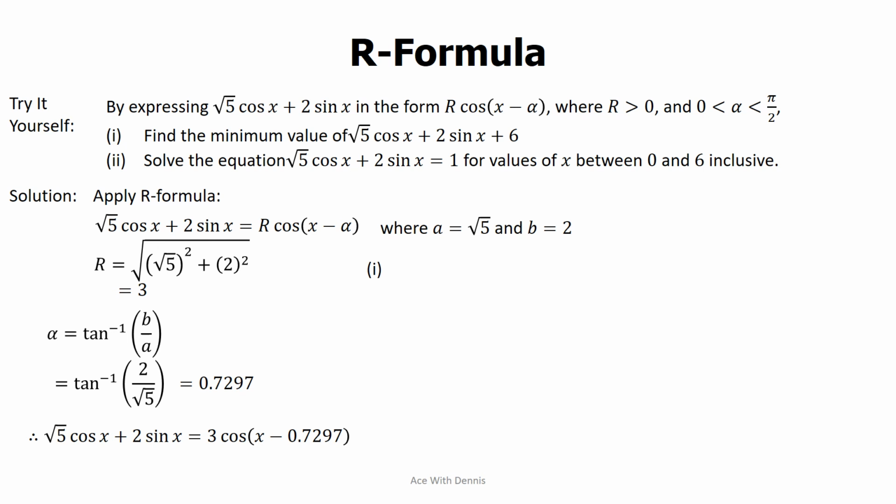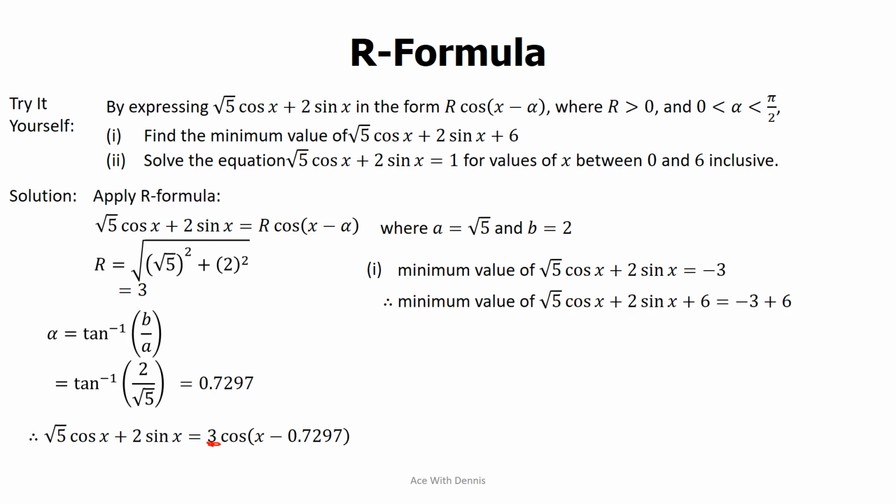Now we can answer the question. Minimum value. From the conversion we got, the root 5 cosine x plus 2 sine x, the minimum value will be negative 3. Look at here, this is the amplitude. So the minimum value will be negative 3. So now we can get the minimum value of root 5 cosine x plus 2 sine x plus 6. We know that the minimum is negative 3, then plus 6, and the value is 3.